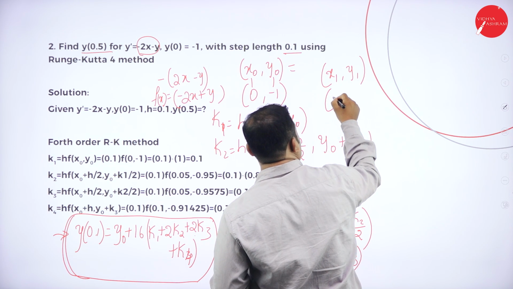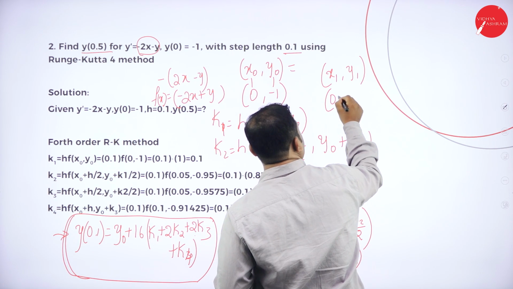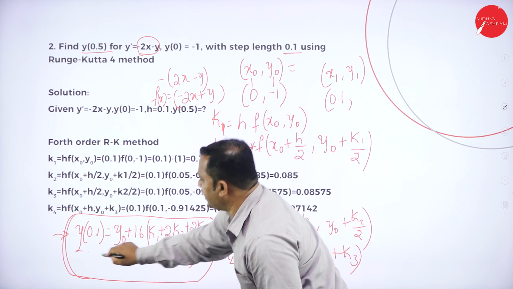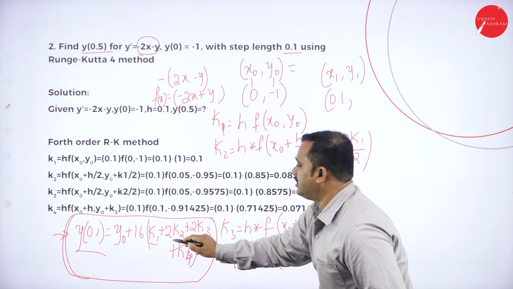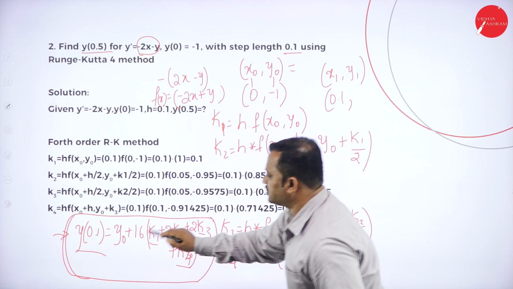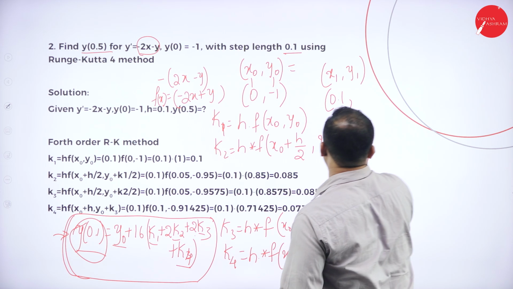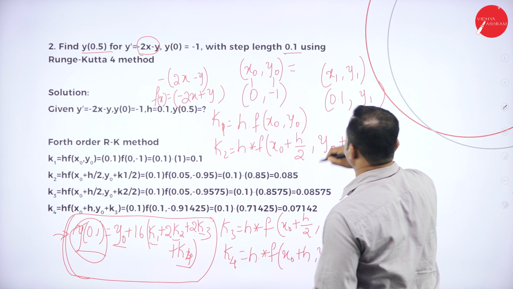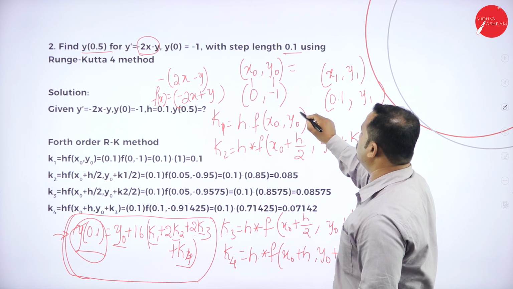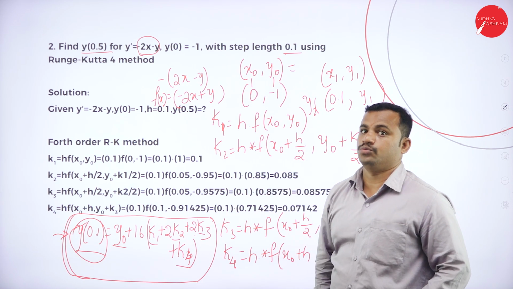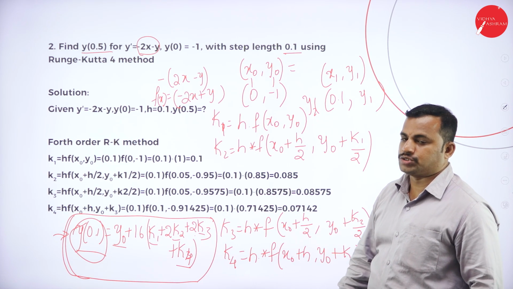That is, what is the value of y1? 0 plus 0.1, it is 0.1 as x1. What is the value of y1 which you will obtain here? After finding k1, k2, k3, k4, it is substituted into it and applied here to find out the value of y1. The same value of y1 is used here to get the value of y2, that is y2 of 0.2. Let me solve this problem also.